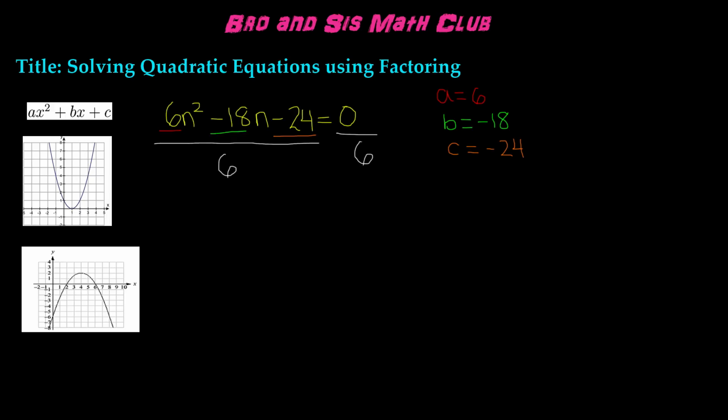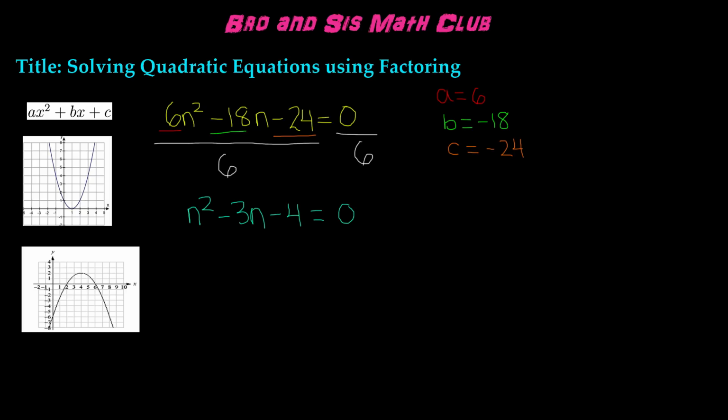When you divide 6n squared minus 18n minus 24 by 6, you are left with n squared, because the 6 divides by the 6 and it gets you 1, or you can simply write n squared, minus 18n divided by 6 gives you negative 3n, minus 24 divided by 6 gives you minus 4, is equal to 0 divided by 6, which is 0. And so we just simplified our quadratic equation into n squared minus 3n minus 4 is equal to 0. The next step is to find two binomials that when you multiply them, you get n squared minus 3n minus 4.